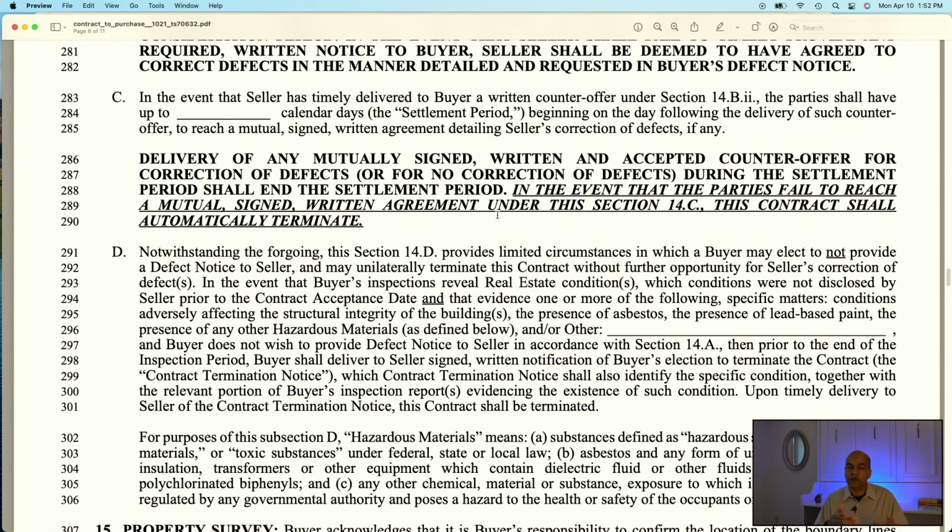So the seller can counteroffer the buyer's repair request. They can either agree to do nothing, they can agree to do all the repairs, or they can do something in between. Rather than do repairs, they'll give you X dollars so the buyer can do their own repairs. Or they might say, I'm not going to do repair on this thing, but I'll repair these other two things because I don't think this thing is bad. So again, that becomes a negotiating point between the buyer and the seller.